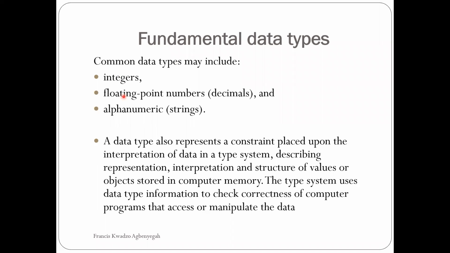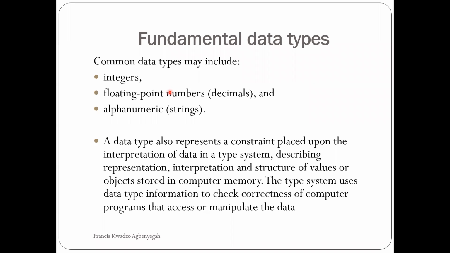These data types usually represent the constraints that you place upon the interpretation of the data in the system. If I declare a value, for example GPA, to be float, then I'm telling it that any value it is going to store must have a decimal portion. And if I'm doing some calculation with it, it must contain the decimal portion. That is what we mean by a constraint put on your data. Your data type tells you the constraint, the interpretation, and the structure of the values that are going to be stored in it.